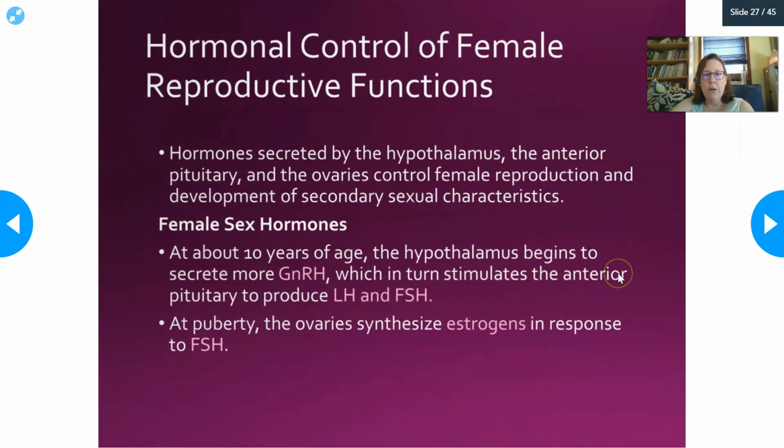So let's talk about hormones. Hormones are secreted by the hypothalamus, also the anterior pituitary, and then also the ovaries.